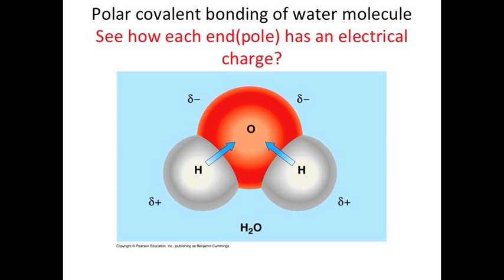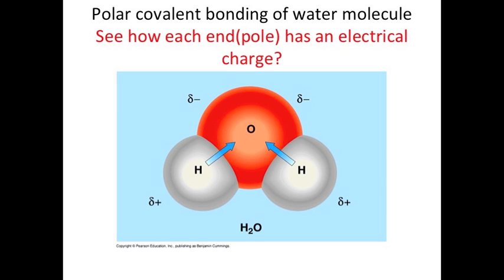Water is made up of one oxygen atom and two hydrogen atoms that are covalently bonded together. Oxygen has 6 valence electrons. Remember, valence electrons are the electrons in the outer shell. Hydrogen has 1 valence electron. Oxygen and 2 hydrogens will share these electrons to form a full outer shell.